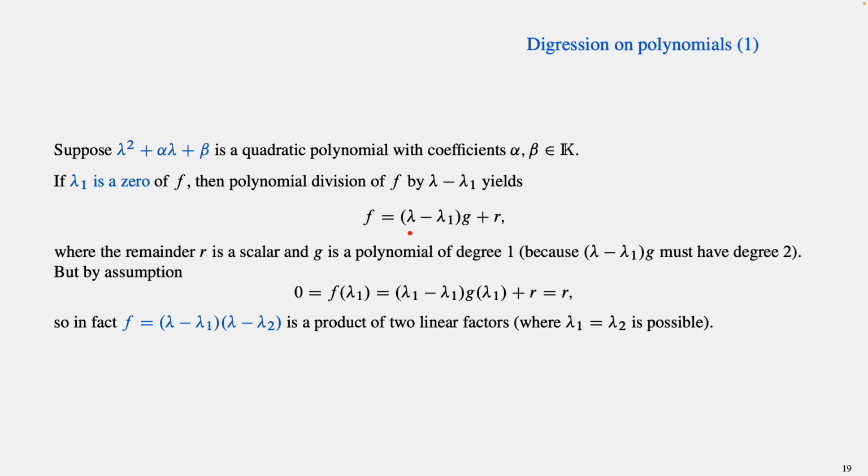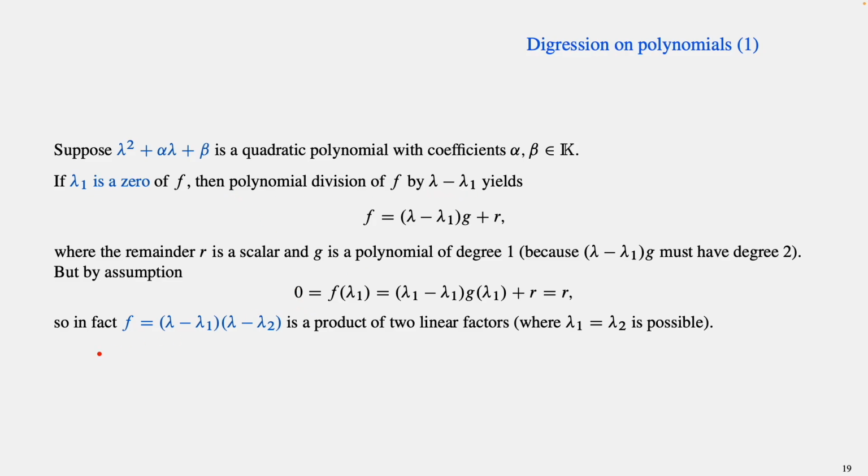But then if we plug in lambda 1 here, that means we get lambda 1 minus lambda 1, which of course is 0, times g of lambda 1, whatever that is, 0 times whatever, plus r, just leaves r. And this shows us that r is equal to 0. The remainder of the polynomial division of f by lambda minus lambda 1 is 0.